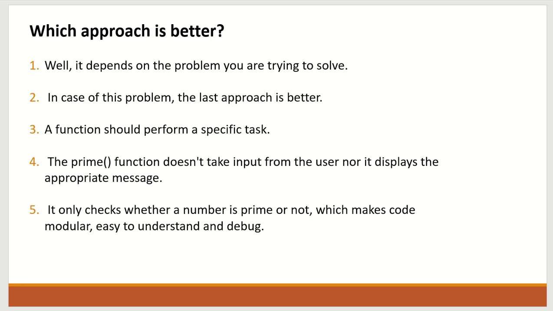Okay, so last point over here is which approach is better. Well, it depends on the problem you are trying to solve. In case of this problem, that is prime number, the last approach is what better. A function should perform a specific task. The prime function does not take any input from the user, nor it displays the appropriate message. It only checks whether a number is prime or not, which makes code modular, easy to understand, and what debug.